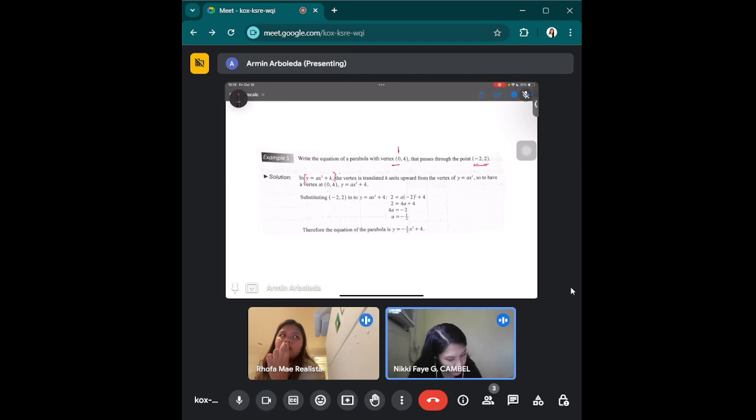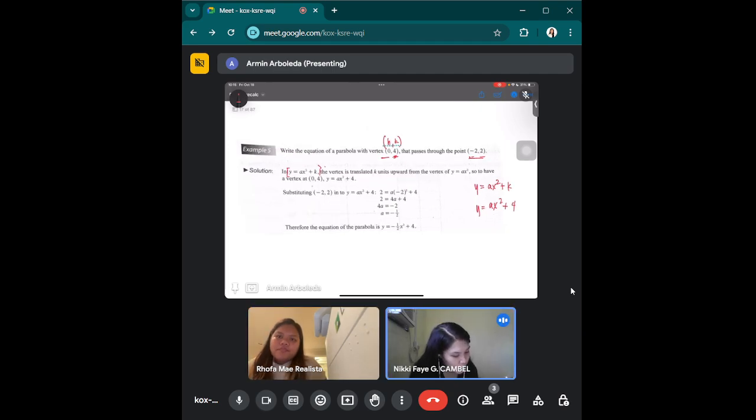Kasi nga yung vertex natin, (h, k) yan. Diba? So from the standard form na y is equal to ax squared plus k, just replace the k dito. Okay? y = ax squared plus 4. Get mo ba so far? Kung paano po nakuha yung equation? Yep. Nakuha natin yung equation, but we don't have the value of a. Wala pa tayong value of a. We have to find this value of a. So how are we gonna do that?